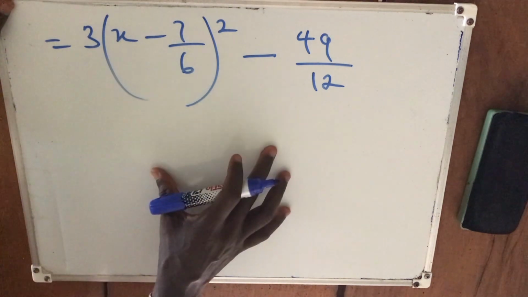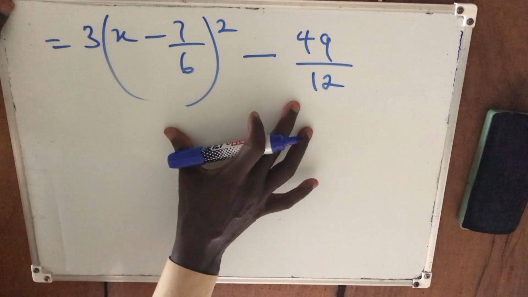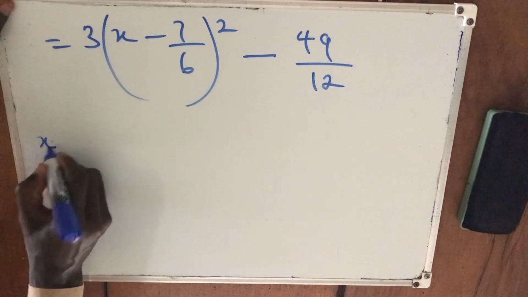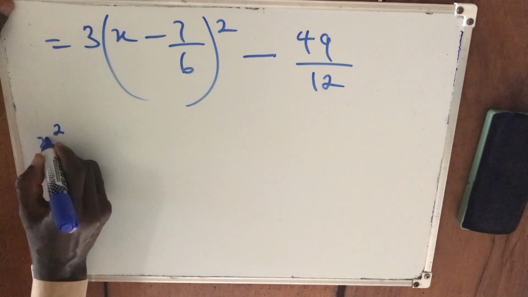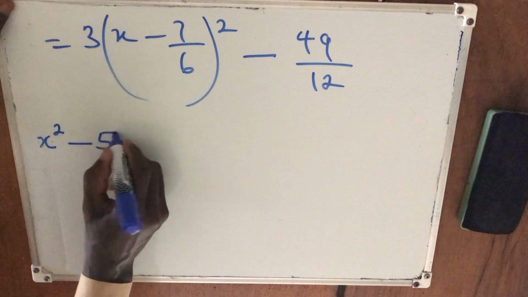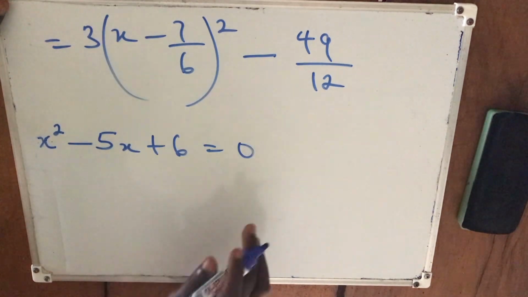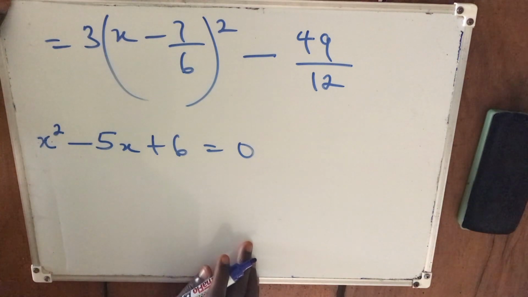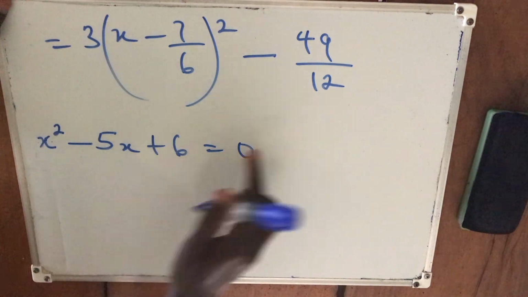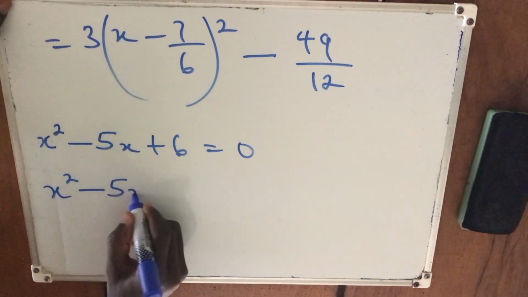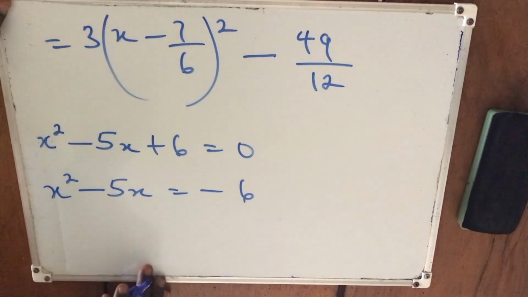We want to now see how to use this method of completing the square to solve a quadratic equation. Let's solve this very simple quadratic equation: x squared minus 5x plus 6 equals 0 by the method of completing the square. First of all, let's move this 6 to the right hand side, and we have x squared minus 5x equals minus 6.